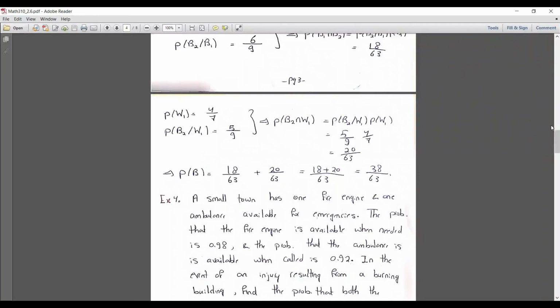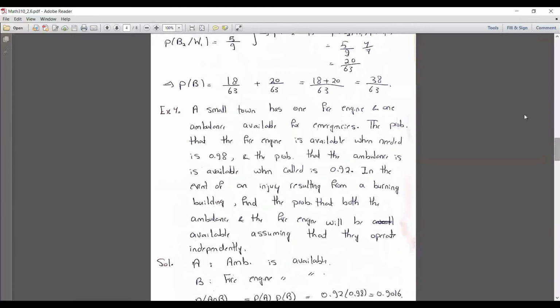Okay, guys, let's solve now exercise number 4. We are saying here that a small town has one fire engine and one ambulance available for emergencies. Again, guys, whenever we have a question about probability: the probability that the fire engine is available is 0.98. The ambulance is available with probability 0.92.